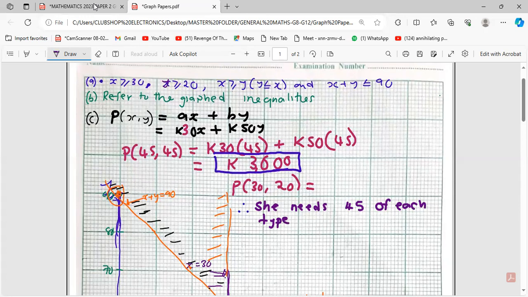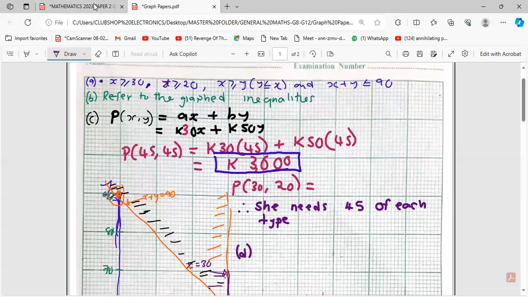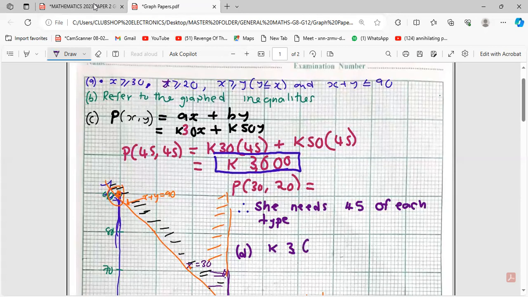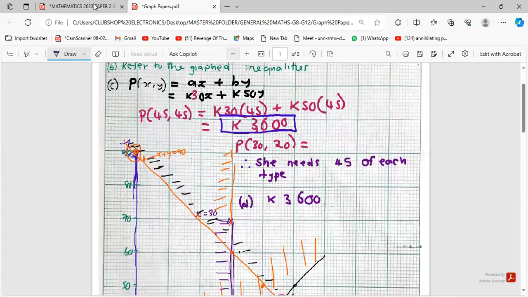That's it. Then D, we are saying calculate the maximum profit. So the maximum profit is the same value that we have found, 3,600. That's the answer. And basically that's how we do that.